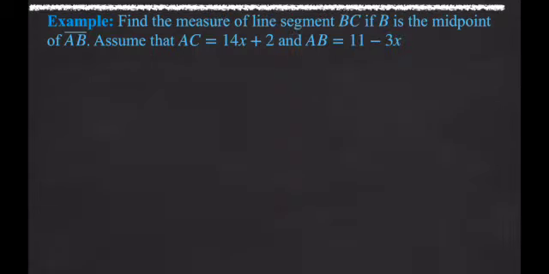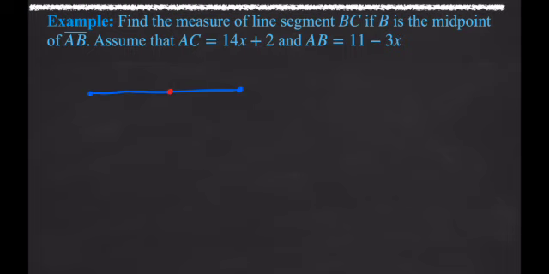In this example, we want to find the measurement of the line segment BC if B is the midpoint of A to C. Assume that AC is 14x plus 2 and AB is 11 minus 3x. Whenever you're doing stuff like this, always remember to put a picture. We want to try to visualize what we're doing for my visual learners. It does not have to be accurate. We just draw a number line on the page and find the midpoint.